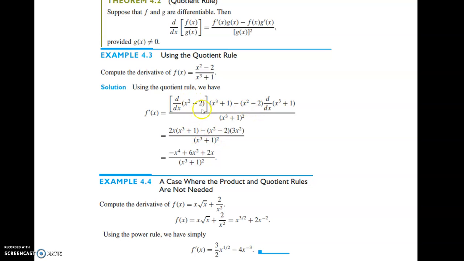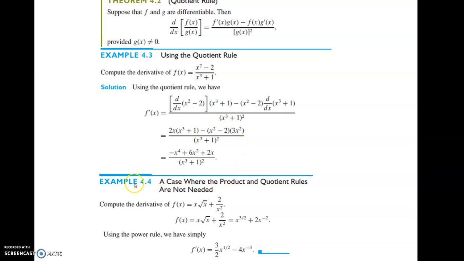So, I will find the derivative of this. This is 2x and minus 0. So, that is 2x. Then I find the derivative of this, 3x square plus 0. So, it is 3x. I just open the bracket, subtract, add. So, you get this answer.